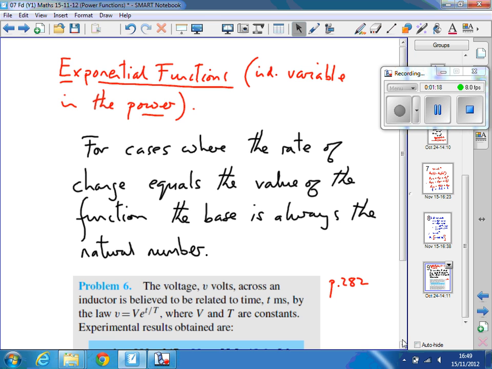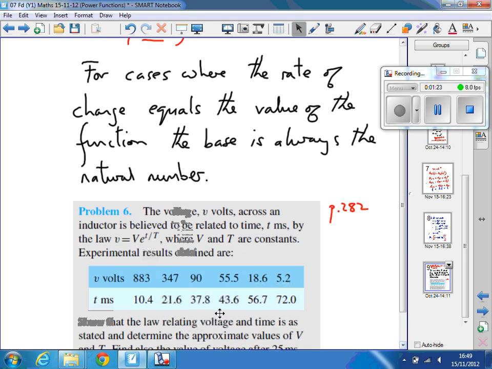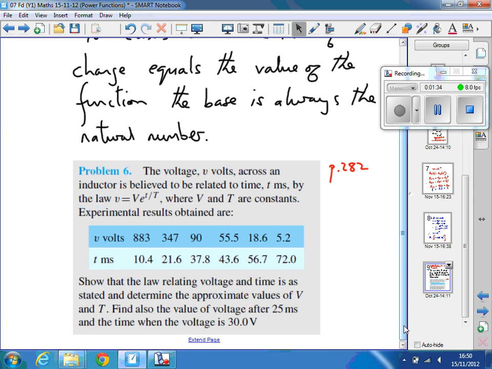So as a final exercise, we've got a set of data here where it's believed that the law is of the form V equals V naught e to the t over T. And so we can do a similar experiment to try and prove that that's the case. But especially because we suspect it's the base e, we use not normal logarithms to the base 10, but what are called natural logarithms, which are to the base e. So if we suspect this sort of function, we use the natural logarithm.